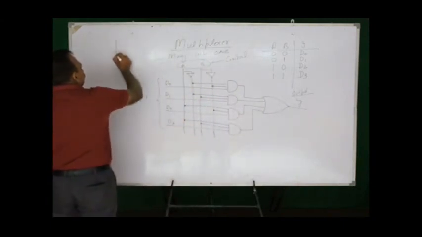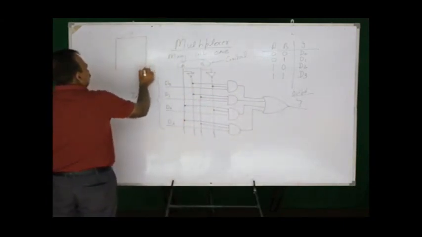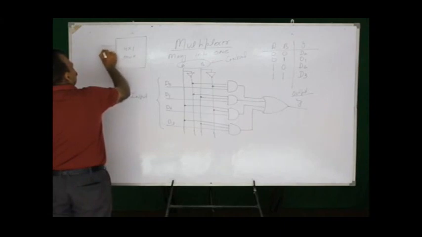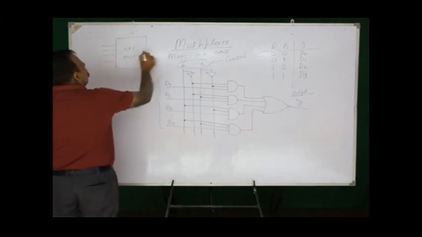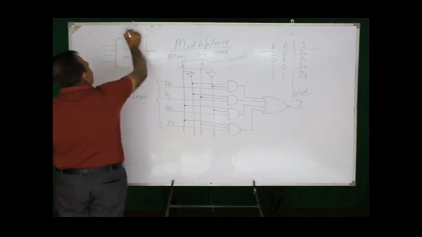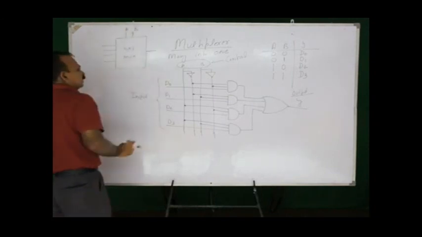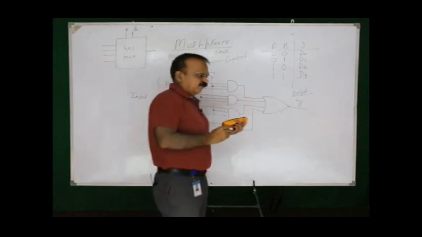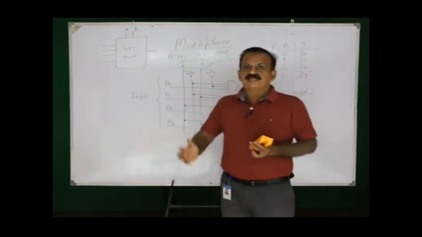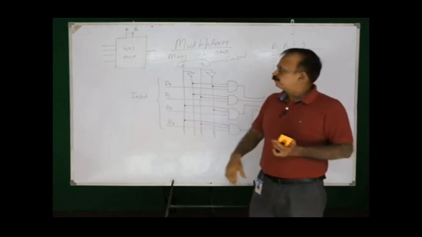The block diagram of this is a 4 by 1 multiplexer, and it will have 4 inputs, 1 output and 2 control signals, let them be A and B. These are the control signals which will control which input value is to be connected to the output.